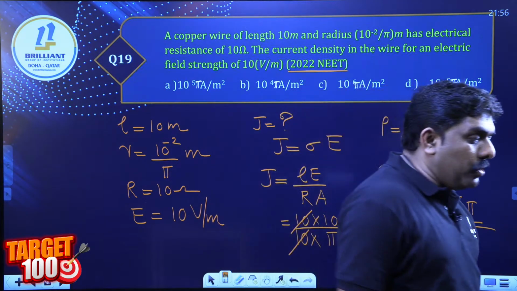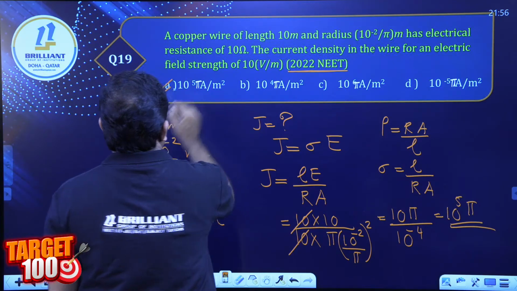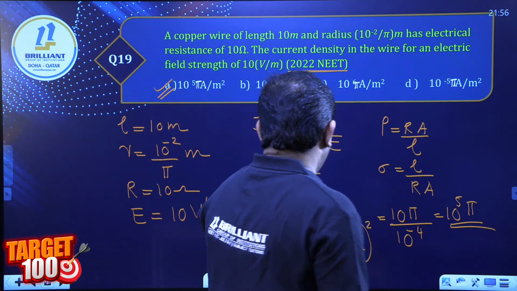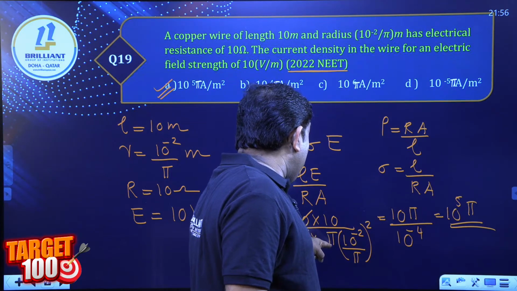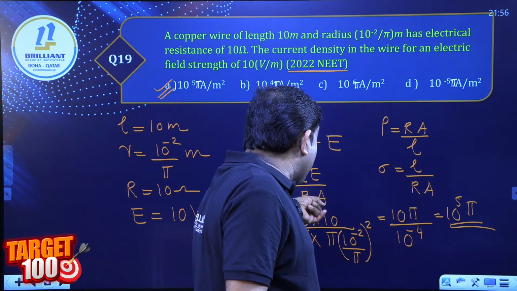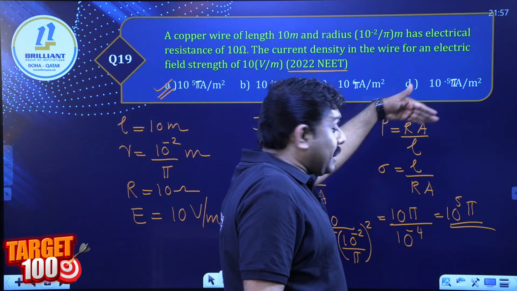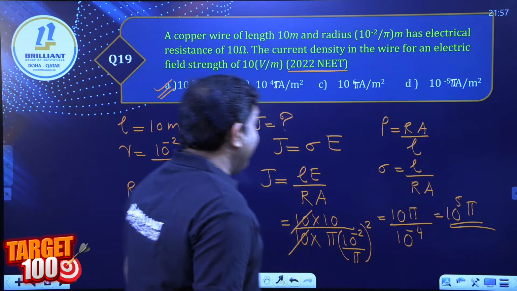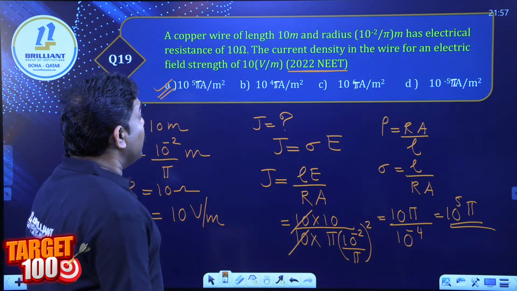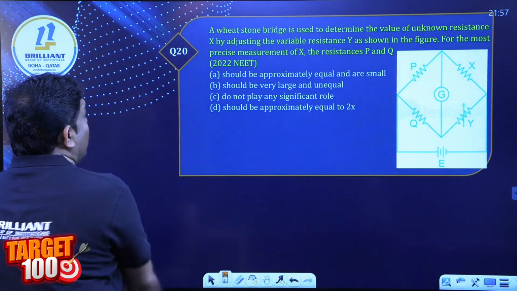So the right answer is 10 raised to 5 pi, option A, 10 raised to 5 pi ampere per meter square. Look, 10 and 10 cancel, pi is there, and taking minus 2 into 2, minus 4 to the numerator, it's 10 raised to 4, 10 raised to 4, and this comes to 10 raised to 5 pi. A neat question like that. Not all questions are like this, some questions are a little long.